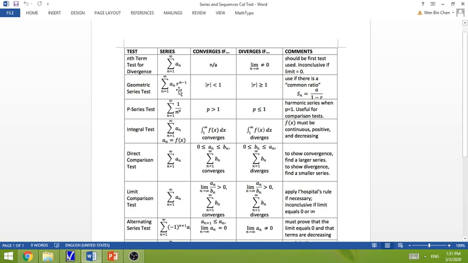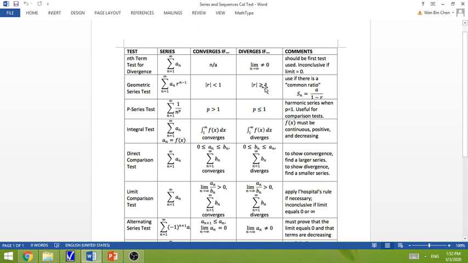So let's say that you have a geometric series test. Geometric means the common ratio. Let's say the absolute value of the common ratio is less than 1. Then it's guaranteed that the series converges. But the series diverges if the absolute value of the common ratio is greater than or equal to 1. So, back to what you did in Algebra 2 and Pre-Calc.